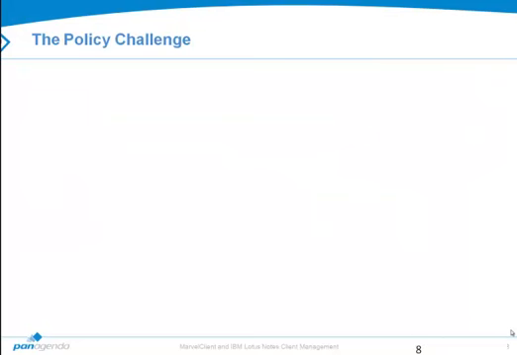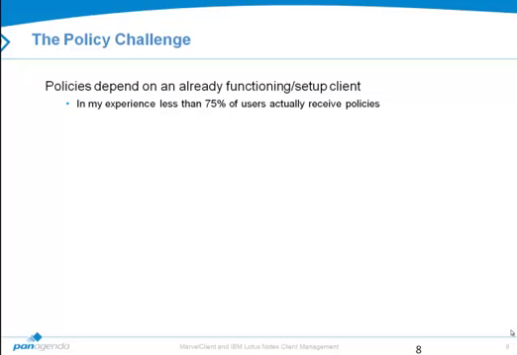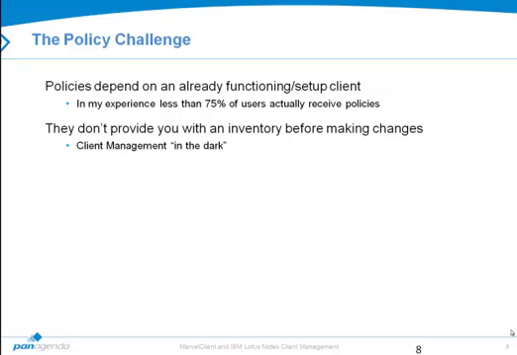So when we talk about how to manage this sort of infrastructure with native tools, really all that's available are policies. Policies are great. I think everyone should use policies. However, there's a couple of things that you need to be aware of. First of all, policies depend on an already functioning client setup. Some of the things we mentioned earlier with having wrong location document entries, things like that, having issues with the dollar policies view in the local address book, those are all things that can impact whether your users get policies at all. In my experience, you're looking at about a 75% or so success rate, meaning 75% of your users actually get policies and the rest of your users don't.